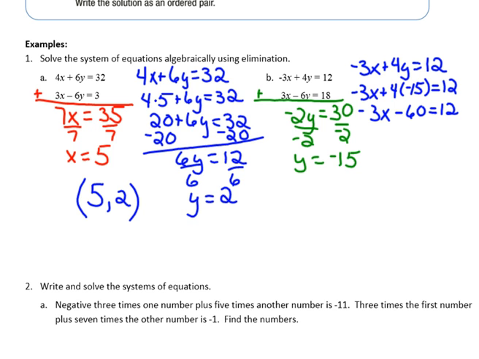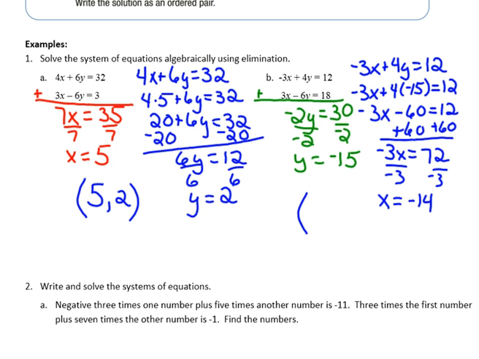So now I have to get x by itself. So we have to add 60. Negative 3x equals 72. Divide both sides by negative 3. So x is negative 14. Double check my math, Paul. I know you love to do that. So my solution, the point that works for these, is the point negative 14, negative 15. If I were to have graphed both of those, they would intersect at that point on the graph.